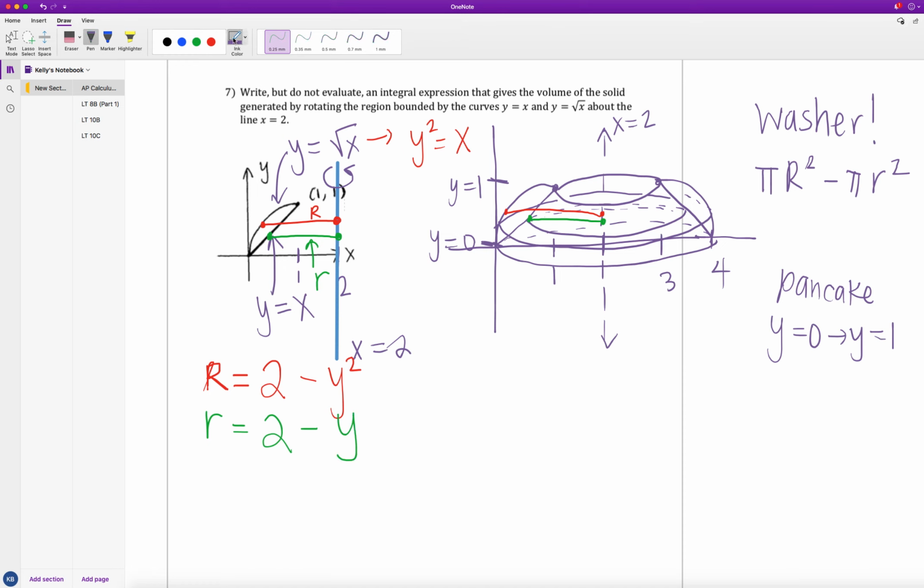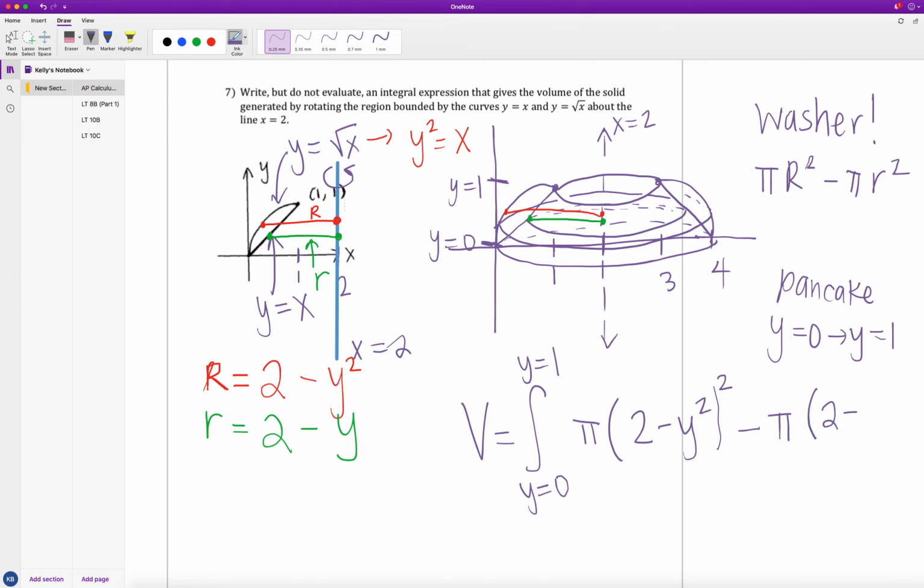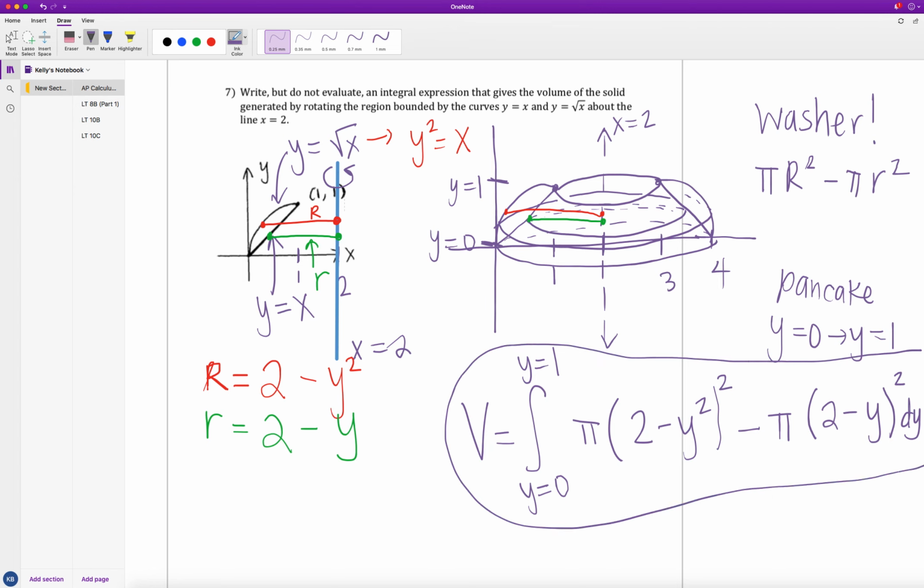Now that we have all of our pieces to set up our volume, let's go ahead and put them together. So the volume is going to be equal to the integral as y goes from 0 to 1 of pi times my big radius squared, which is 2 minus y squared, minus pi times my little radius squared, which is 2 minus y, and then square that, with respect to y there. And this right here will be our final answer for example 7.